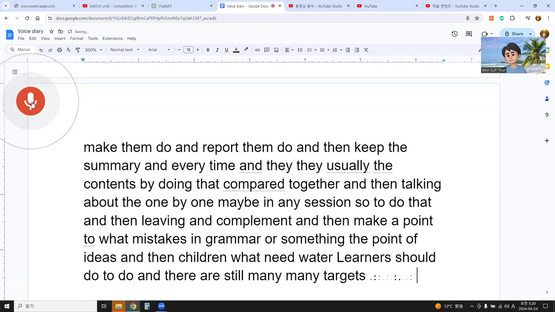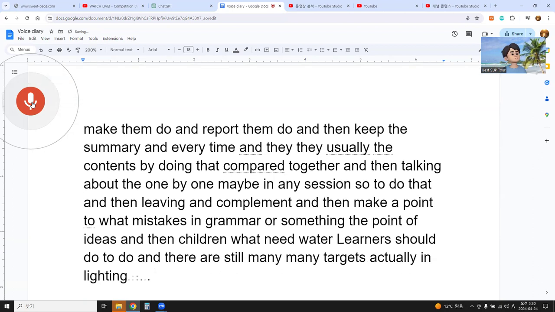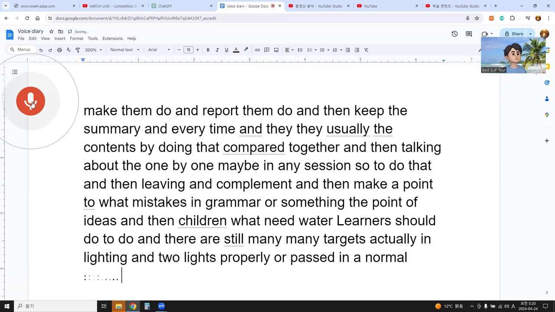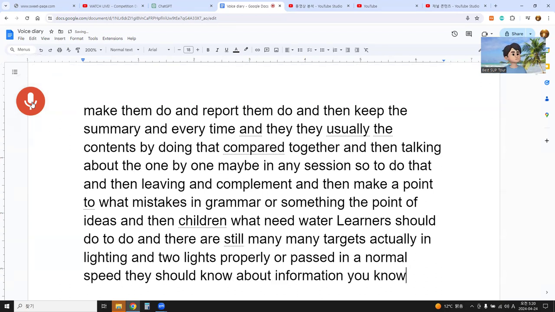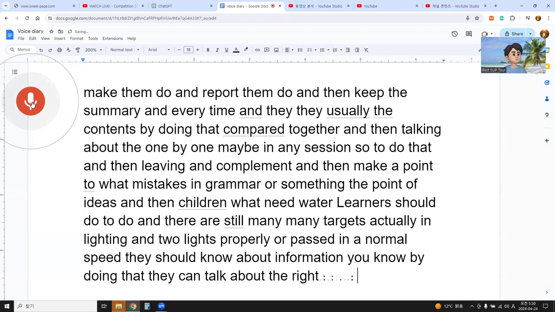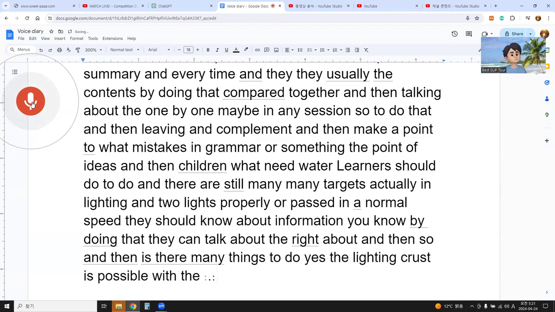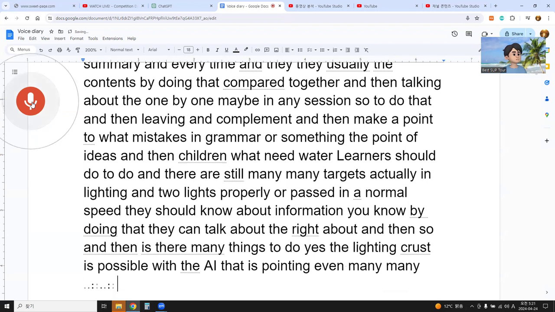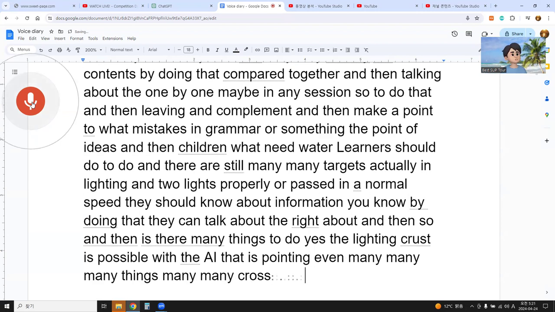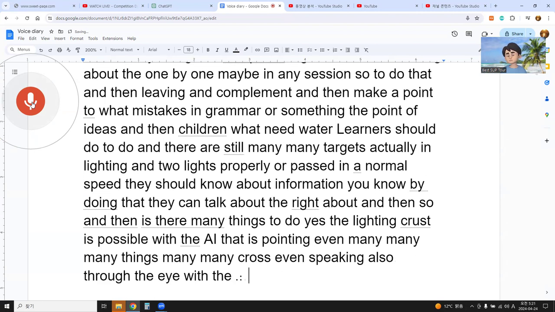Actually, to write properly or fast at normal speed, they should know enough information. By doing that, they can talk about and write about it, and there are many things to do. Yes, the writing class is possible with AI. That is the point. Even speaking, with many, many classes, can be done with AI. Grammar is the same.